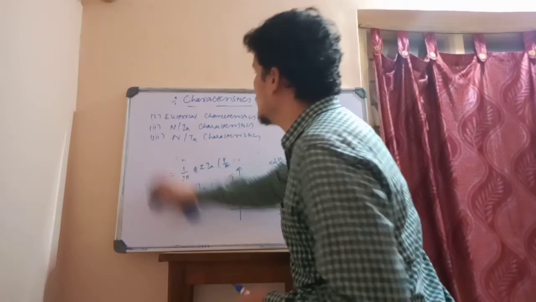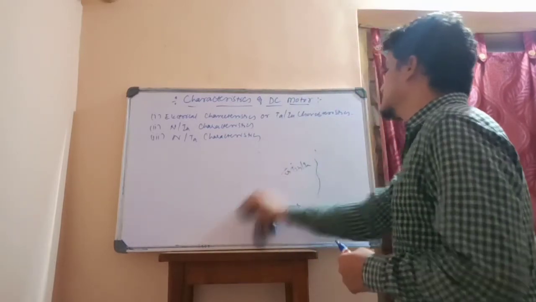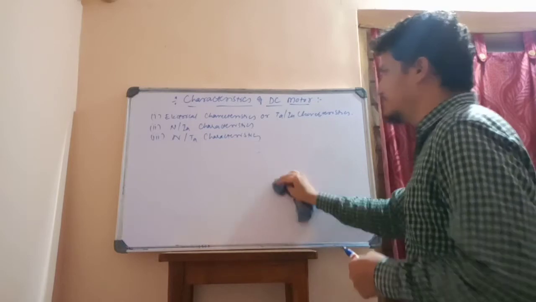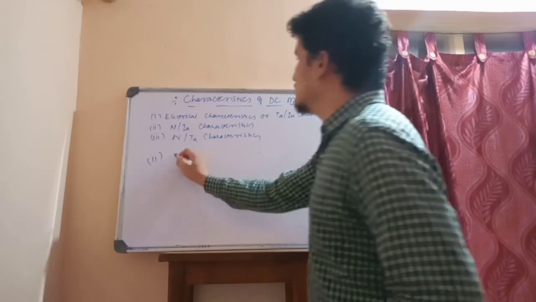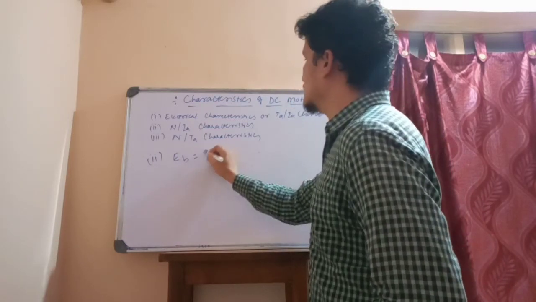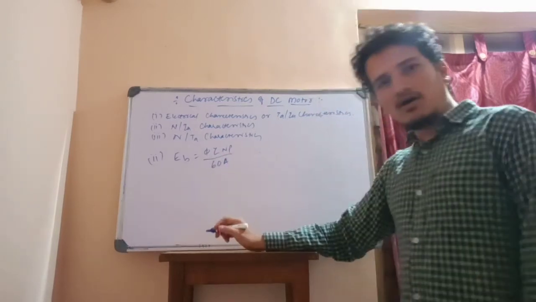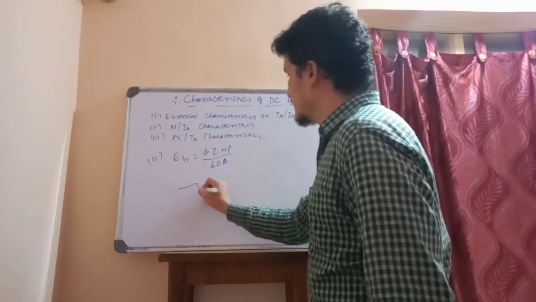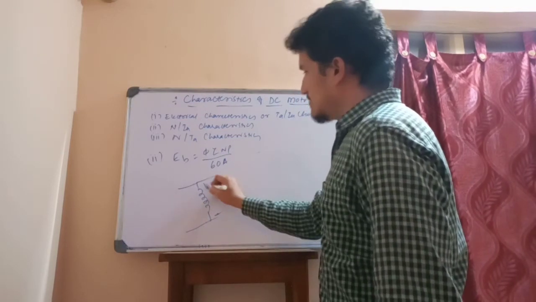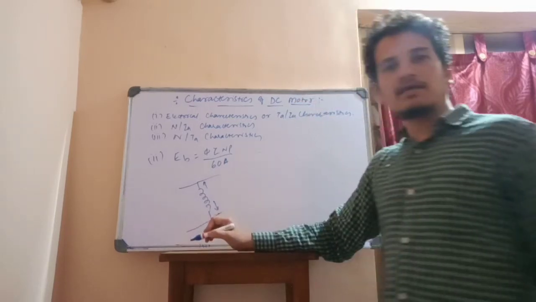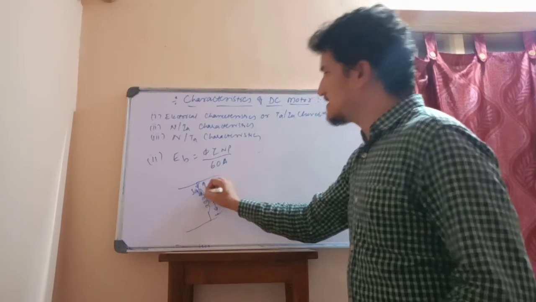So now the second one is the N versus Ia characteristic. What is this N versus Ia characteristic? Speed versus current characteristic. We know that back EMF Eb is equal to phi Z N P divided by 60A. For a DC shunt motor, the flux developed is constant because there is a constant shunt current.